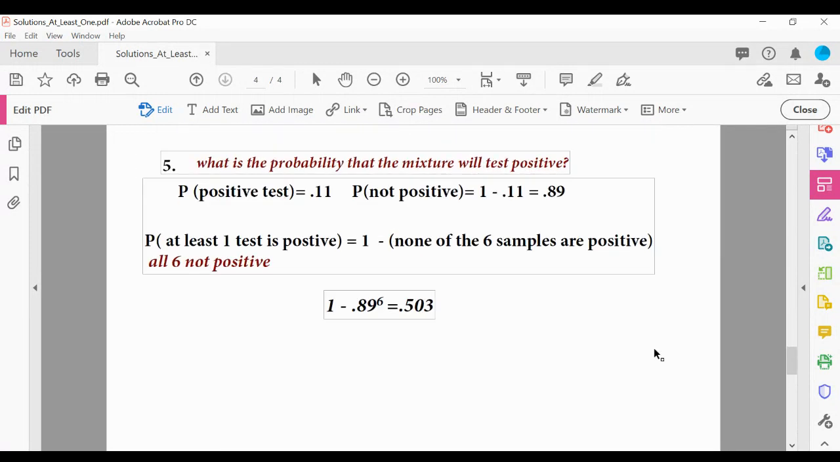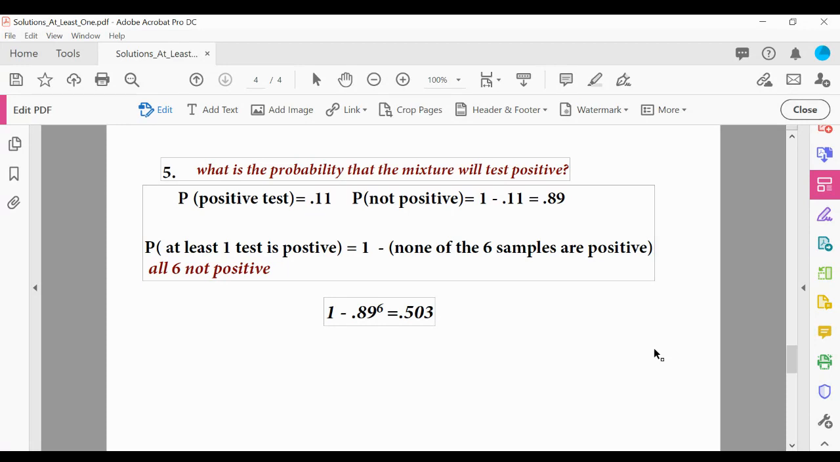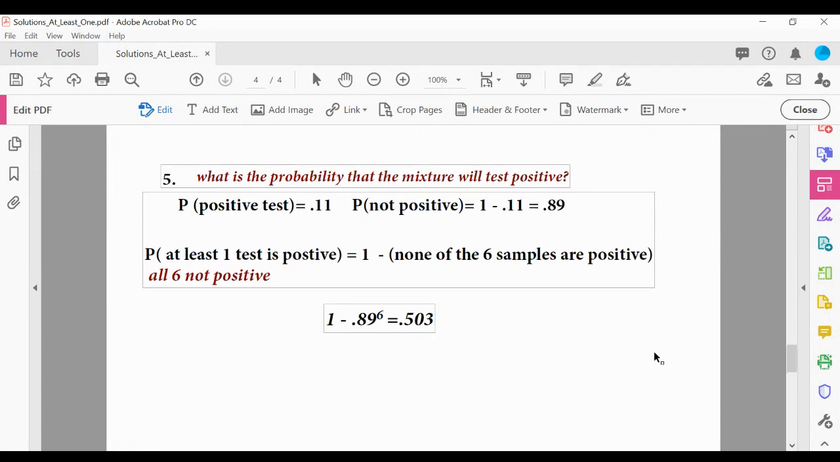All right. The next one here, number 5: in a blood testing procedure, blood samples from 6 people are combined into one mixture. You're seeing this now even with COVID testing. They take a bunch of samples and mix them all up, and if the sample comes back negative, then they know that everybody who donated blood was negative for COVID. So what's the probability that the mixture will test positive? If one or more, at least one, tests positive, the whole batch is going to test positive.